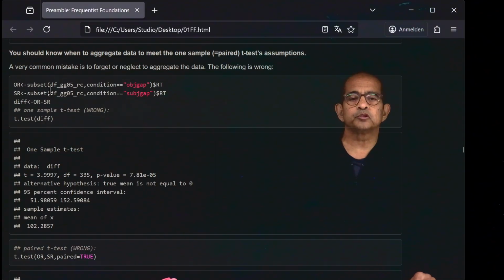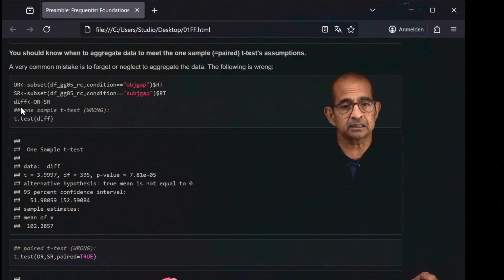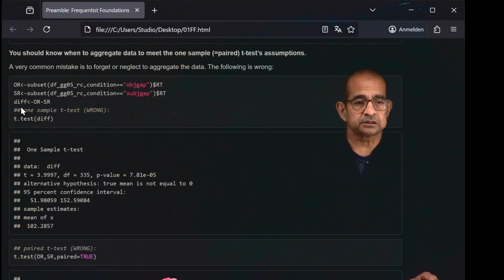where they forget or do not know to aggregate the data. So here, what I'm doing is I'm extracting the reading time for the object and subject relative conditions, but I'm not doing that from the aggregated data, but rather from the unaggregated data. Okay, so I have all the repeated measurements here. You'll see the consequences of that. Then I do the same thing. I extract the difference vector. R will do it for you. So R is assuming that you know what you're doing. R doesn't care whether you got this methodology correct or not. It assumes that you know how to do a t-test correctly.